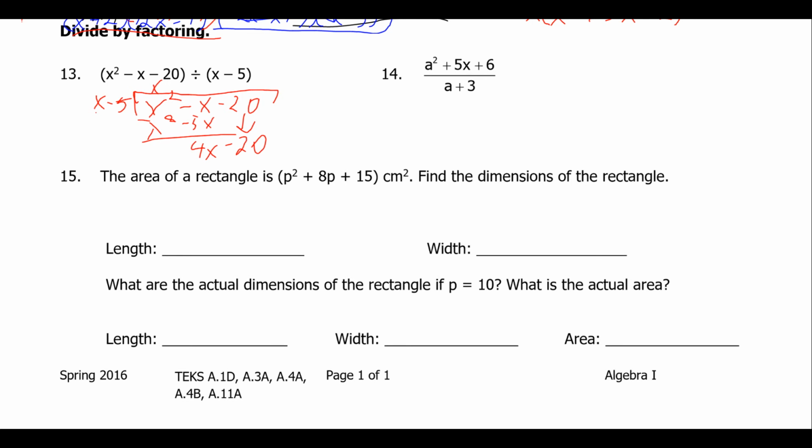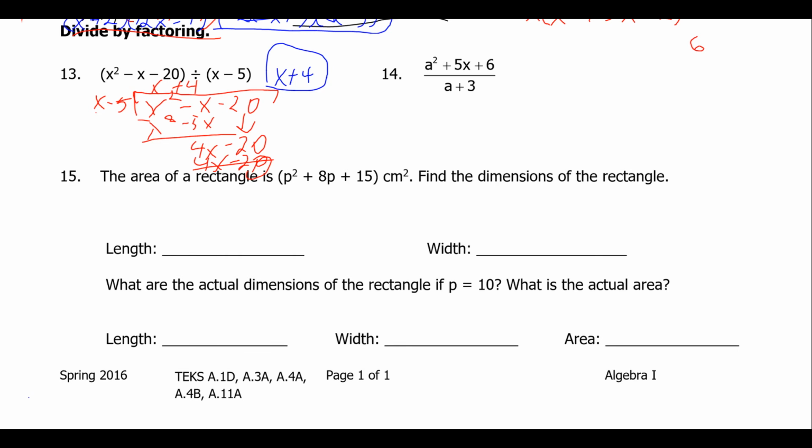Alright, and then x goes into 4x plus 4 times. X times 4 is 4x. Negative 5 times positive 4 is negative 20. And I wind up with 0. So what I'm left with is x plus 4 as my answer. Done. Alright, now, the other way that we could do this is to do this by factoring.